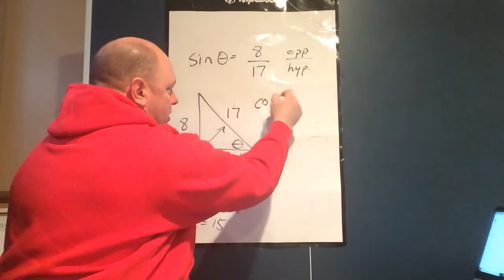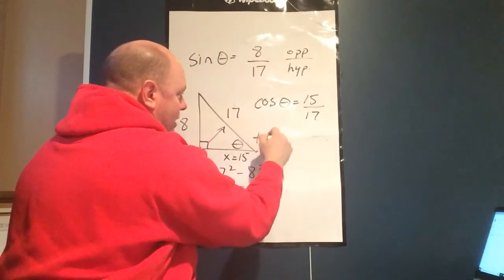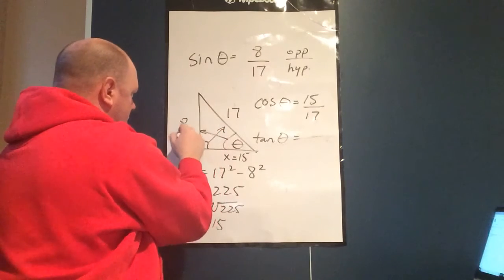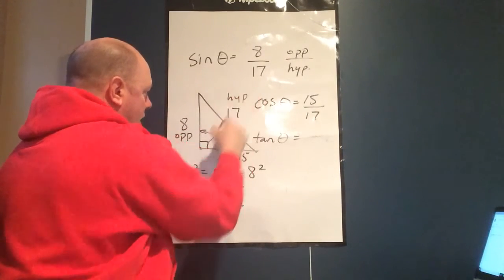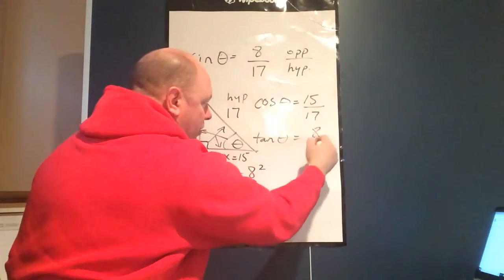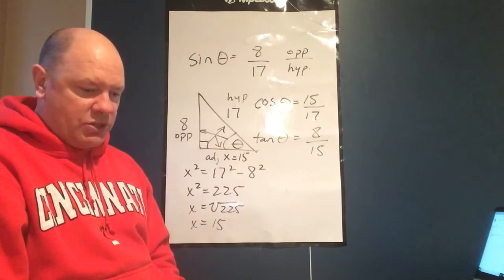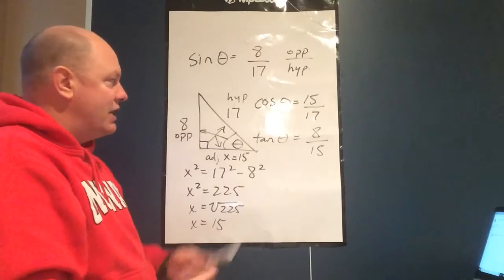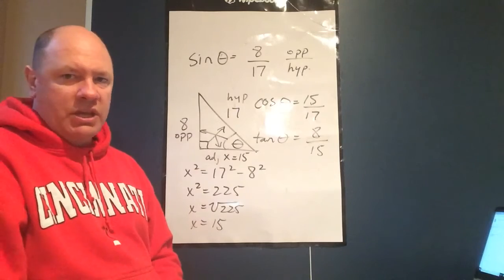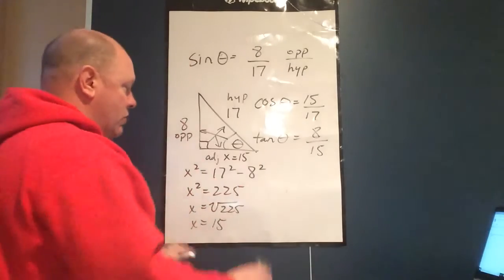Now, when it talks about finding the other primary trig ratios, cos theta equals 15 over 17, and tan theta equals opposite over adjacent, which is 8 over 15. There are two other examples there that I want you to take a look at. Create your triangle, identify those locations where they need to be, and then use your other primary trig ratios to figure those out as well.